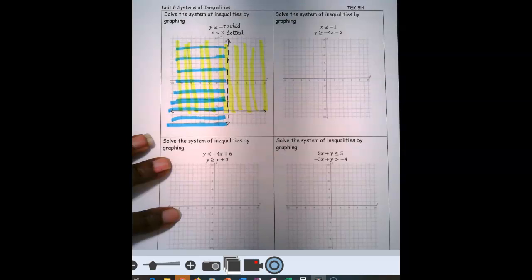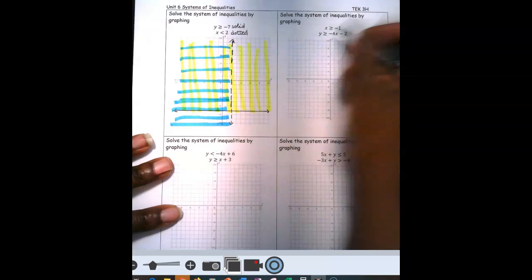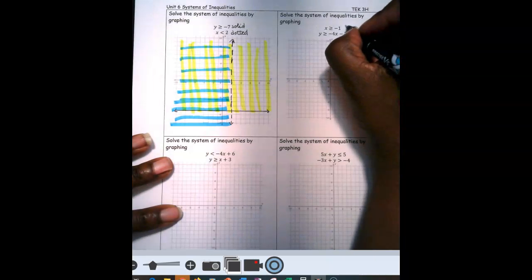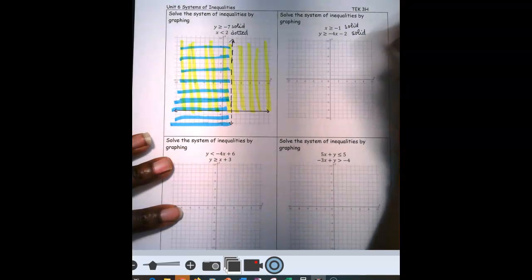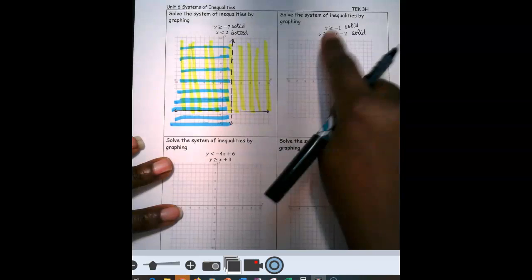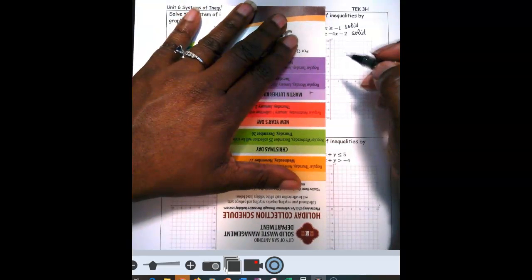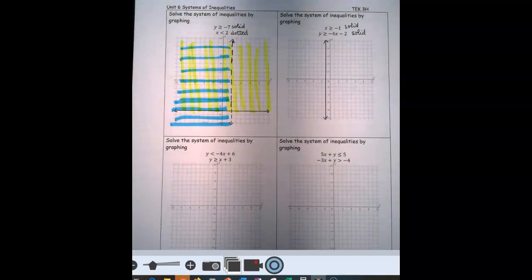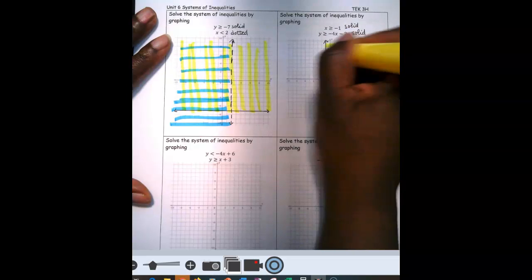Let's move on to the next one. So we've got two symbols here, so we know this is a solid line. Two symbols here, so we know this is also a solid line. We've got x is greater than -1. So here is -1, and I know it's a solid line. And all the values of x are greater than that line, so that means I'm going to shade this one.